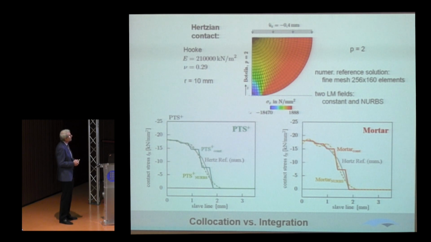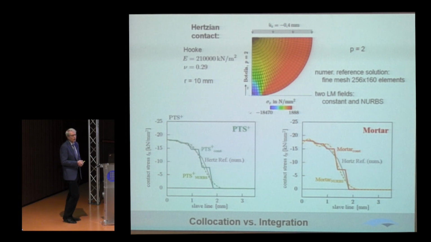Here's the Hertzian contact. The Hertzian contact with quadratic NURBS functions for the entire problem, and a reference solution is used here with a very fine mesh, 250 to 160 elements, and we have then 2 Lagrange multiplier fields chosen, the constant one and the NURBS function with p equal 2. And you see that they all come very close here in this case of PTS plus. For example, the constant one, you have the stepwise representation, and if you go to the quadratic NURBS function, you get a smooth result.